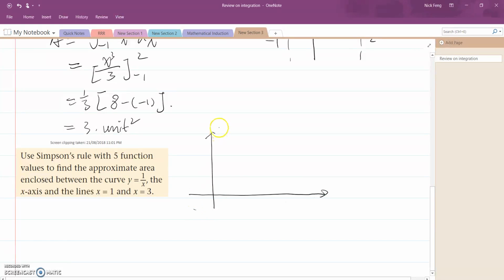Again, this is a hyperbola. Sorry about the sketch.